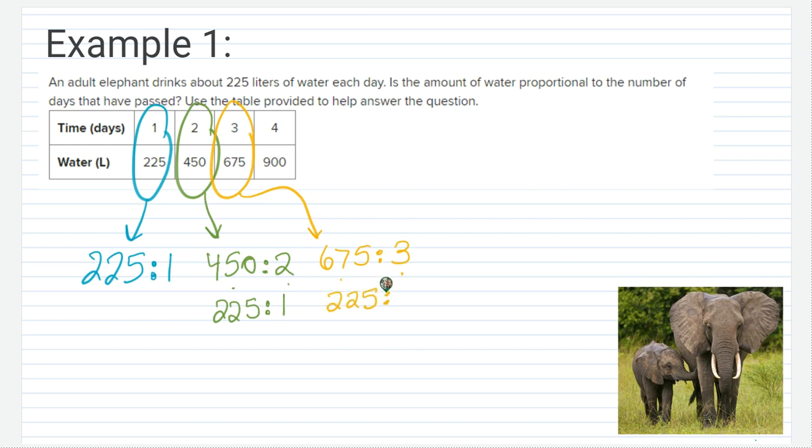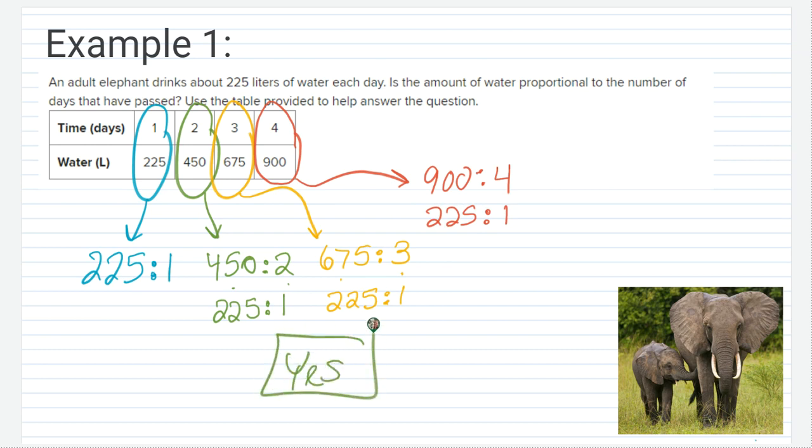Just because these three are all good so far, I always tell my students, make sure you're checking every single value, because you just never know. One might not be following that same pattern. So we're going to do 900 to 4. Divide both of those by 4, and we find that it does simplify down to 225 to 1. And so we would say yes, this is a proportional relationship. It's proportional because all of those ratios in our table simplify down to the same thing.